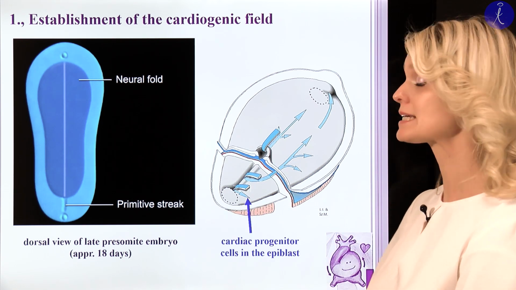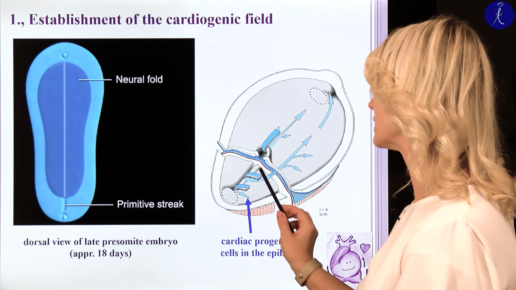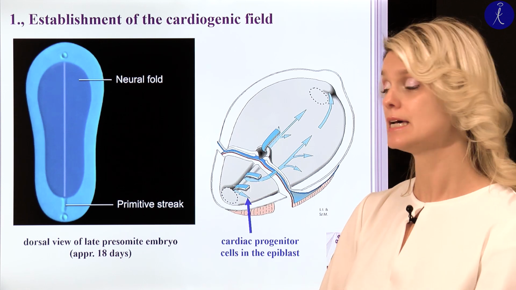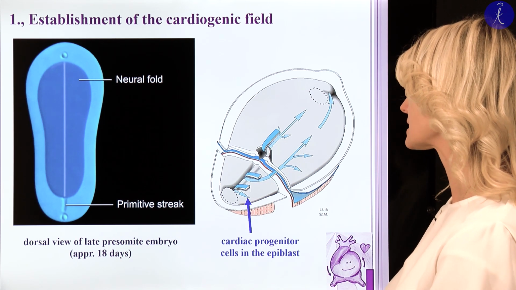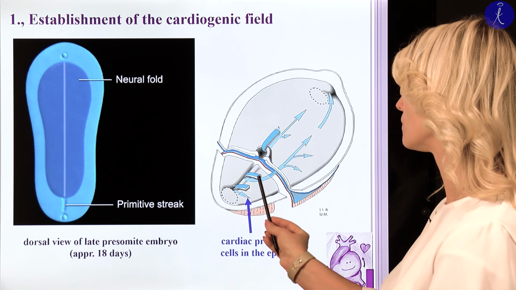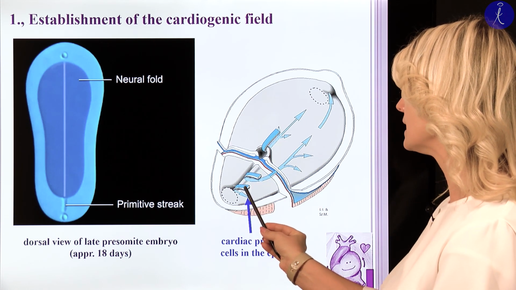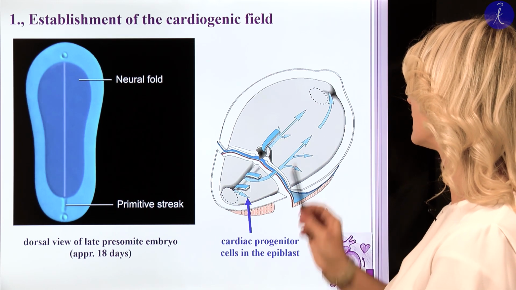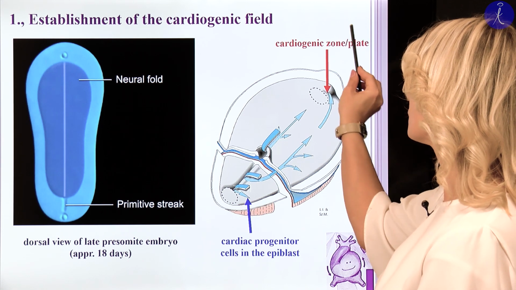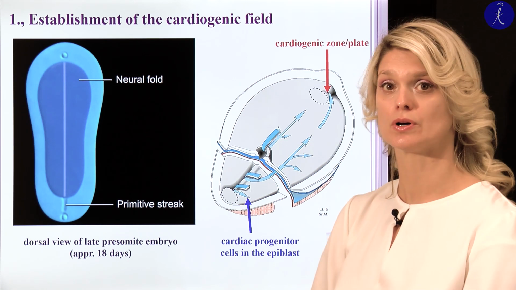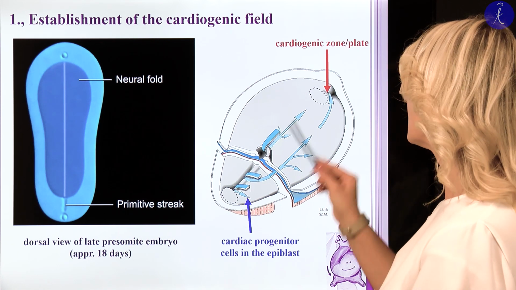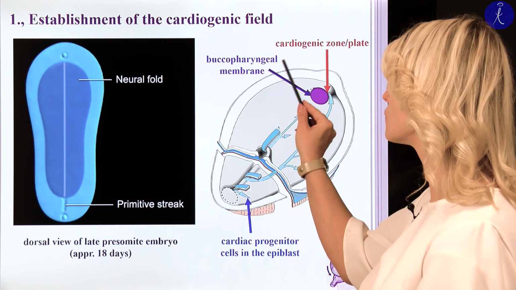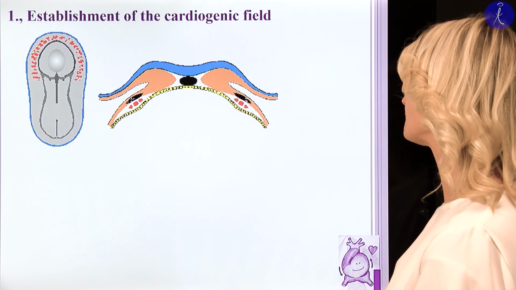Here you can see that next to this primitive streak we can find cardiogenic progenitor cells. These cardiogenic progenitor cells will migrate in the epiblast, moving laterally and cranially, anteriorly. Here will be the cardiogenic zone or cardiogenic plate. This zone is located in front of the buccopharyngeal membrane.